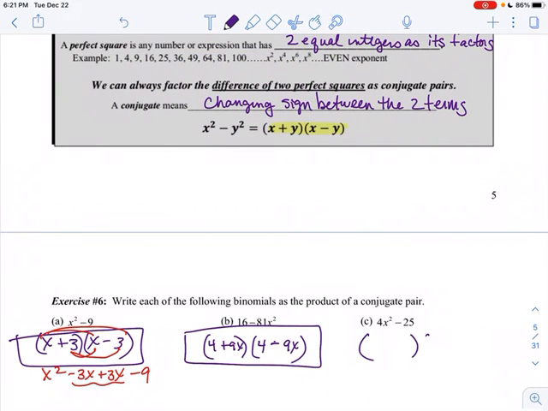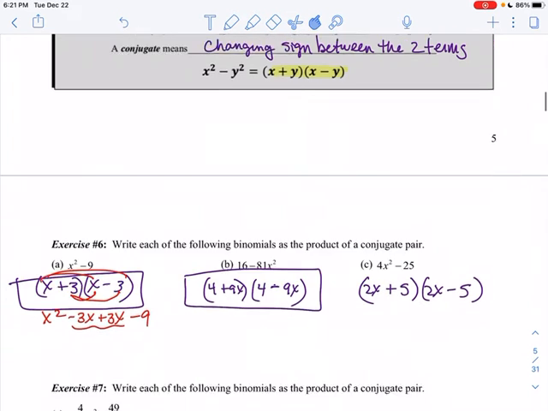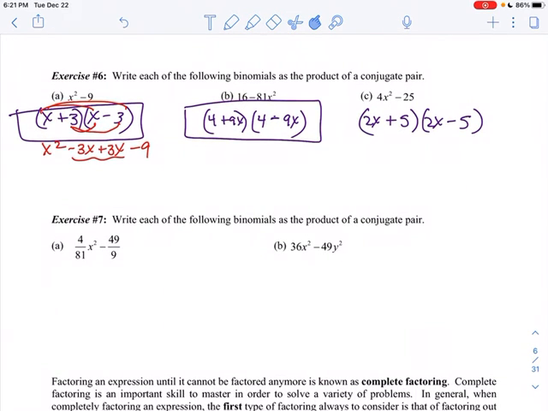And the last one, again, difference of two perfect squares. 2x times 2x is 4x squared. 5 times 5 is 25. One's a plus and one's a minus. So that's the difference of two perfect squares.